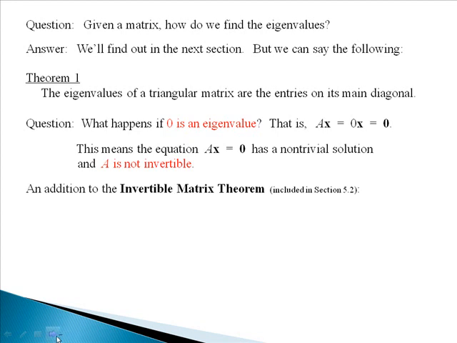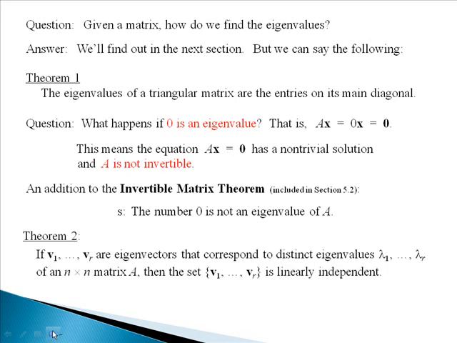So we can now make an addition to the invertible matrix theorem and say that the number 0 is not an eigenvalue of A if the matrix is invertible. Remember that we can still have an eigenvalue of 0, but if that happens, then our matrix is not invertible. All this is saying is that in order for it to be invertible, 0 could not have been an eigenvalue. The last thing we're going to look at is Theorem 2, which says that if I have vectors v1 through vr that are eigenvectors corresponding to distinct eigenvalues lambda 1 through lambda r of an n by n square matrix A, then the set containing those vectors, v1 through vr, is linearly independent.